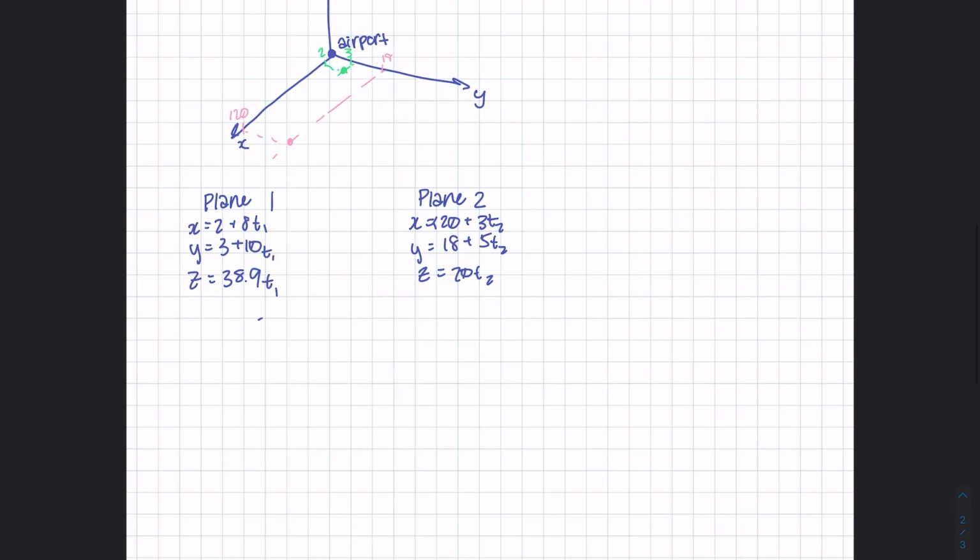To do this, we would first equate the x equations of both plane 1 and plane 2 to get 2 plus 8t1 equals 120 plus 3t2. We would then equate the y equations of plane 1 and plane 2 to get 3 plus 10t1 equals 18 plus 5t2. Now, there are many different ways to solve this, but the way that I'll do now is multiplying the top equation by 10 and multiplying the bottom equation by negative 8. Doing this allows us to get rid of t1 as a variable and allows us to just solve for t2.